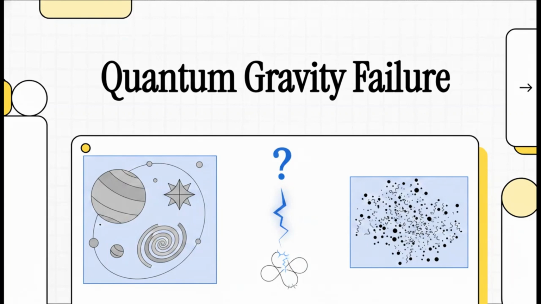So today, we're going to explore why a major theory that's trying to solve this, called loop quantum gravity, might actually be breaking under pressure. And we're going to look at it through a really fascinating new lens.